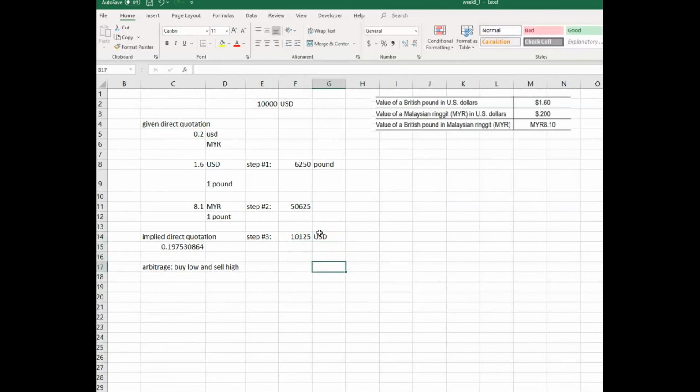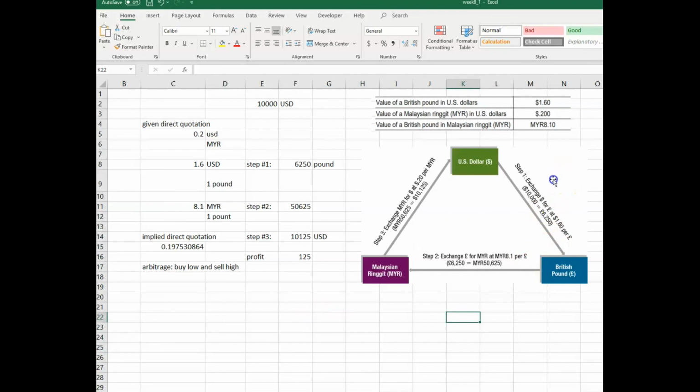Because we start from 10,000, we end up with 10,125. The difference will be this value minus our initial starting amount. So 125 will be our profit.